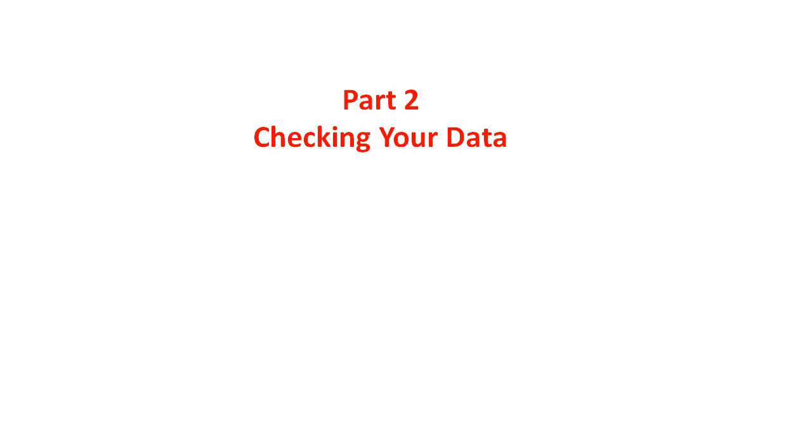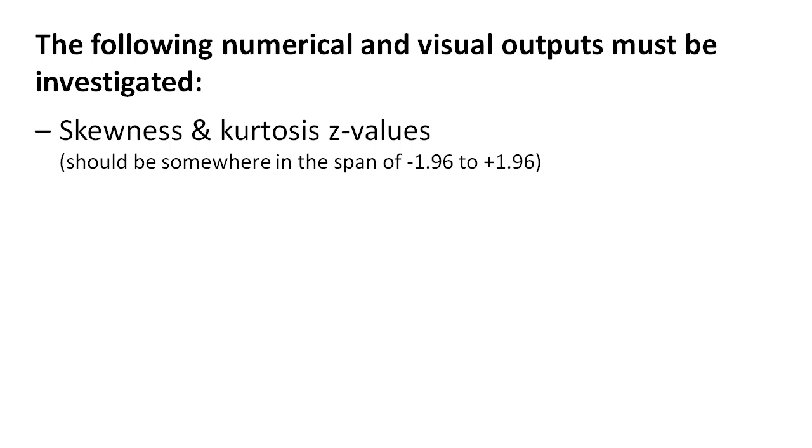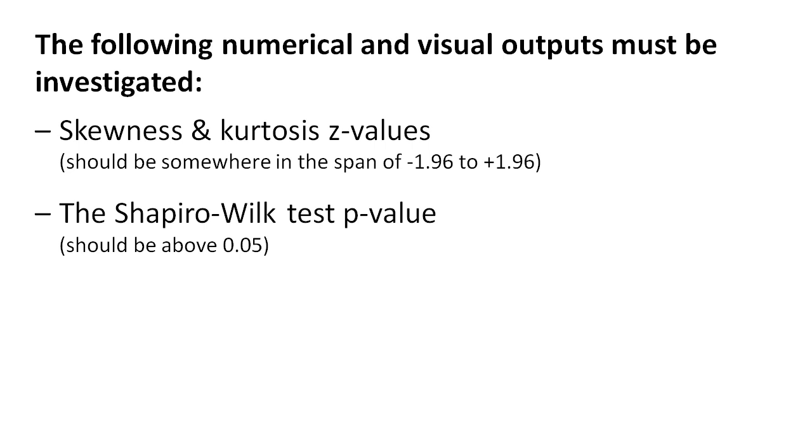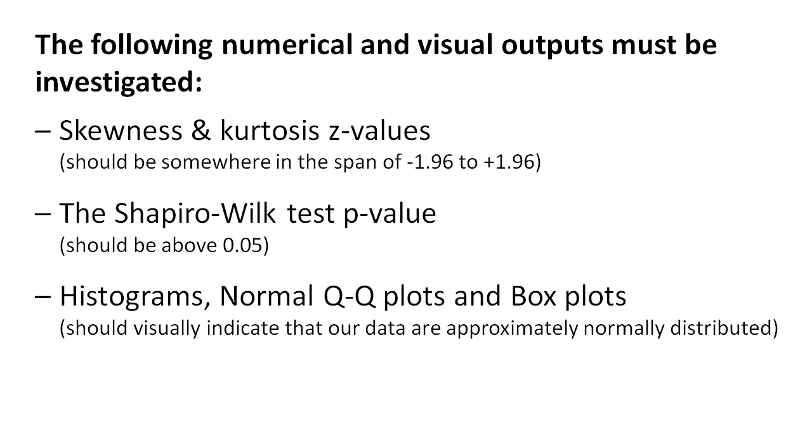Let's use SPSS to verify this. We must investigate the following numerical and visual outputs. The skewness and kurtosis Z values should be somewhere in the span of minus 1.96 to plus 1.96. The Shapiro-Wilk p-value should be above 0.05. The histograms, normal QQ plots and box plots should visually indicate that our data are approximately normally distributed.